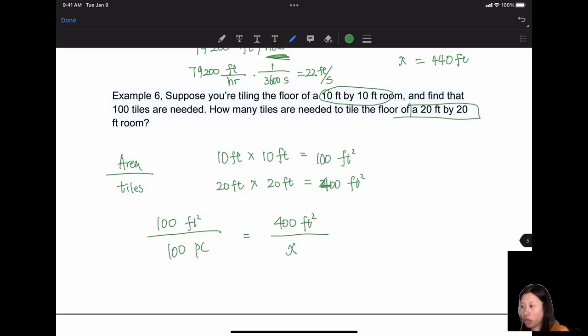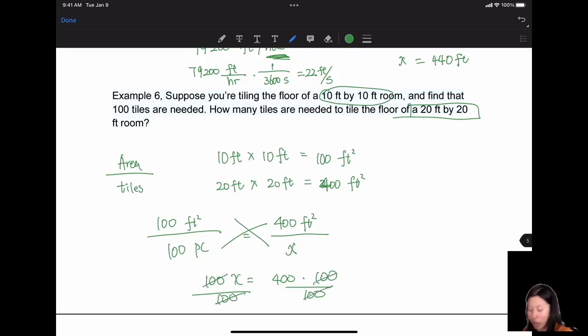So now we can solve the x by cross multiplying. I have 100x equals to 400 times 100. And then you don't need to rush to use a calculator, because once you divide it by 100 on both sides, you will notice that, hey, the 100s cancel out. So I have x equals to 400 pieces of tiles. 400 tiles needed.